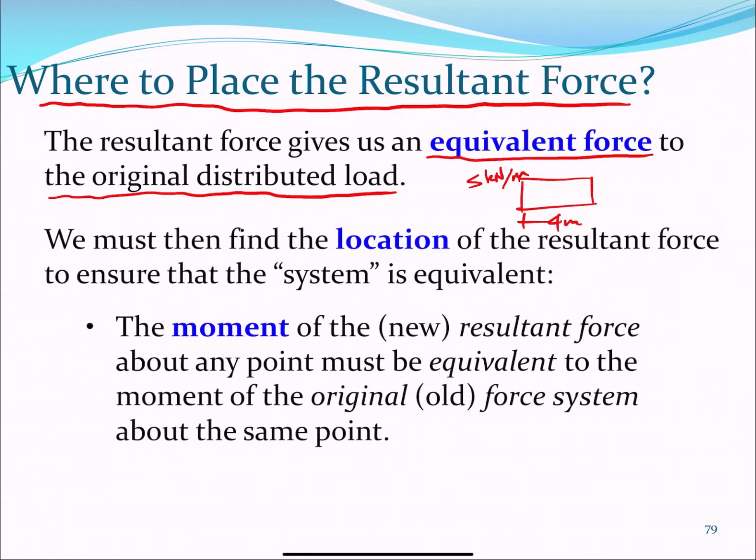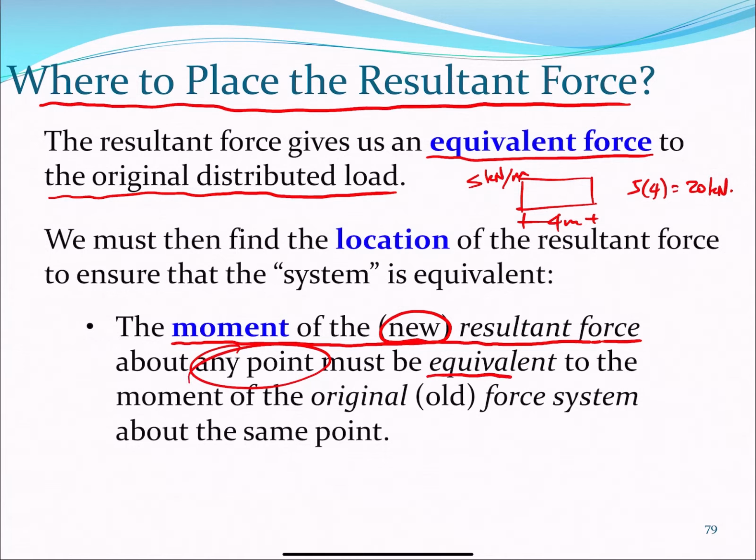So this is 4 meters, so it's 5 times 4 equal to 20 kilonewtons, right? Where to place it, right? Well, the concept we are going to use to define the location is that the moment of the new resultant force about any point must be the same, right? Must be equivalent to the moment of the original old force system about the same point.